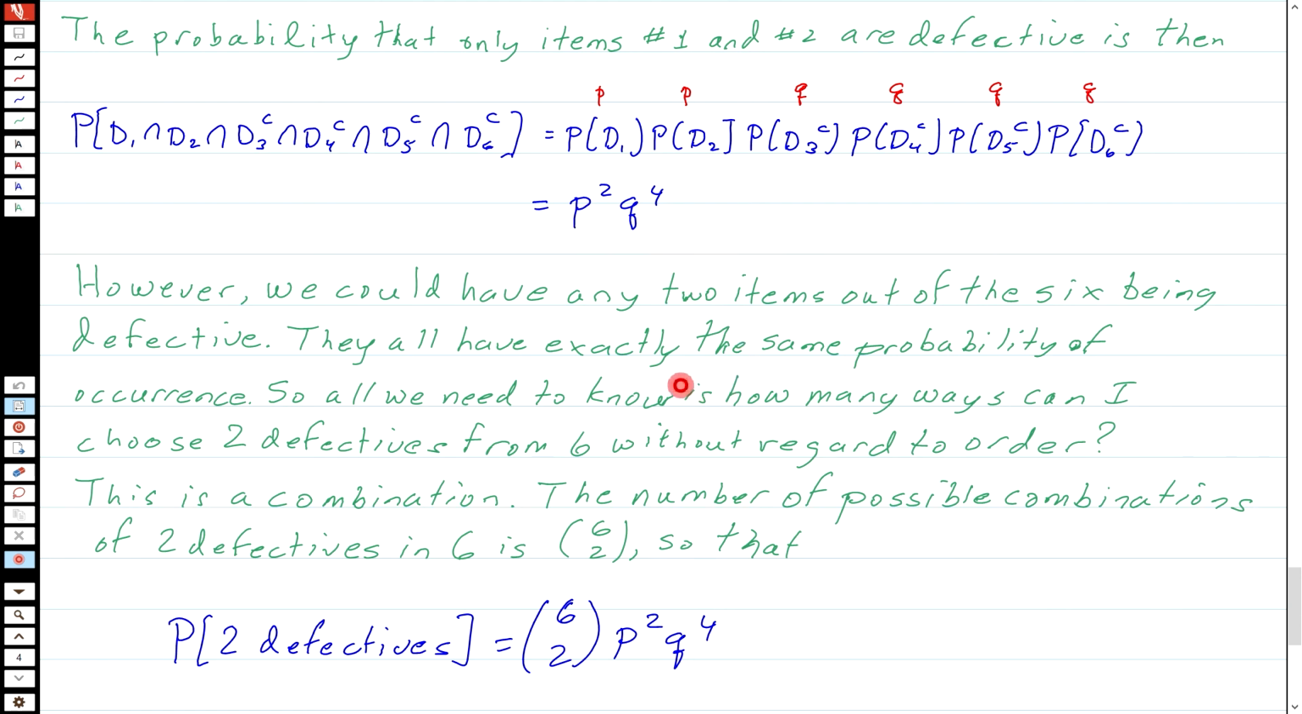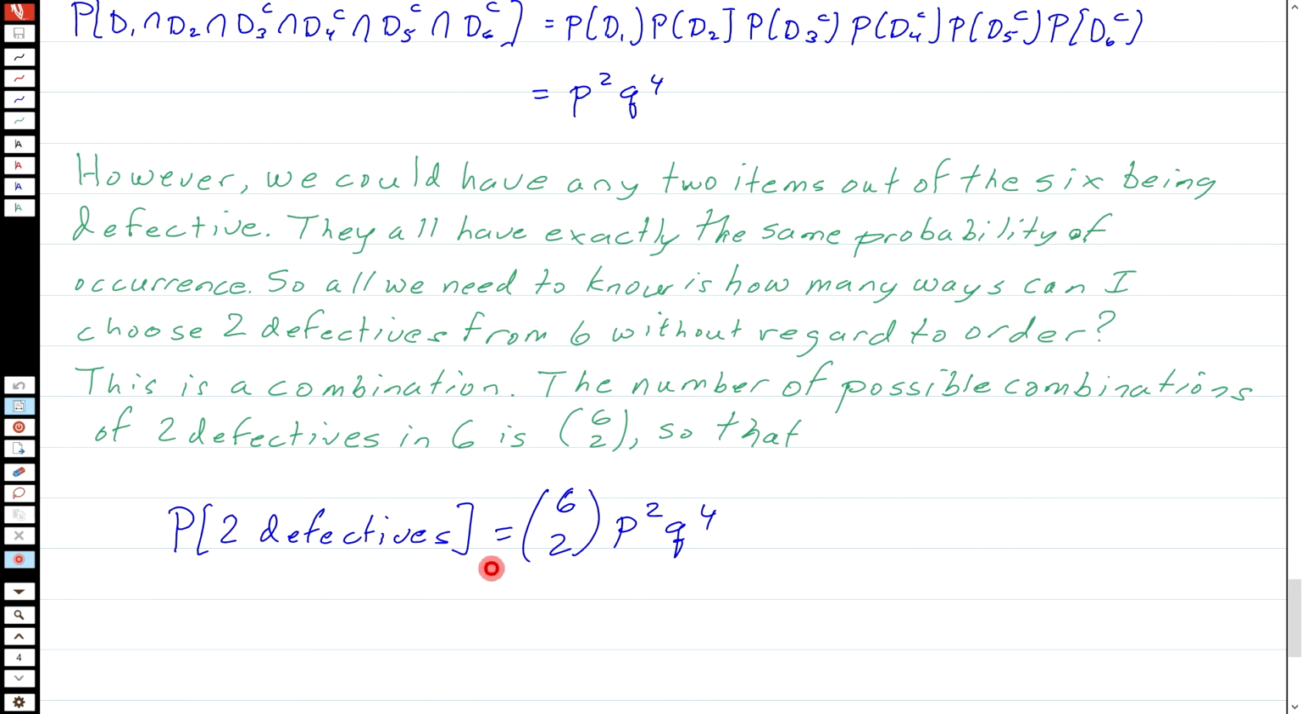So all I really need to know is how many ways I can choose 2 defectives from the 6 without regard to order. And this is a combination. The number of possible combinations of 2 defectives of 6 is 6 choose 2. So the probability of 2 defectives is just 6 choose 2 times p squared q to the 4th.